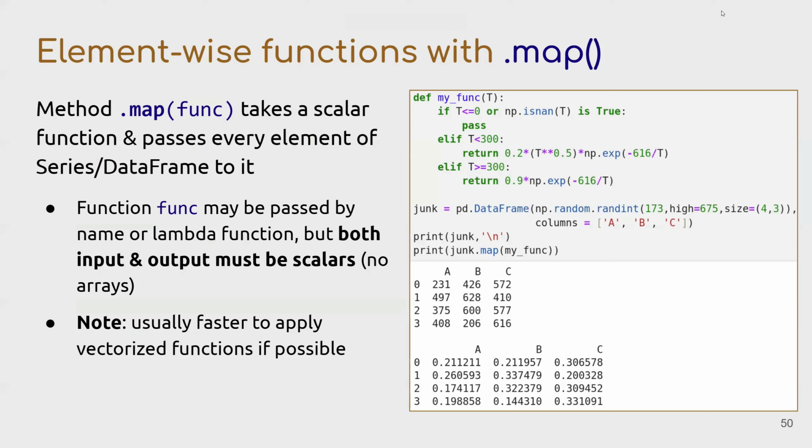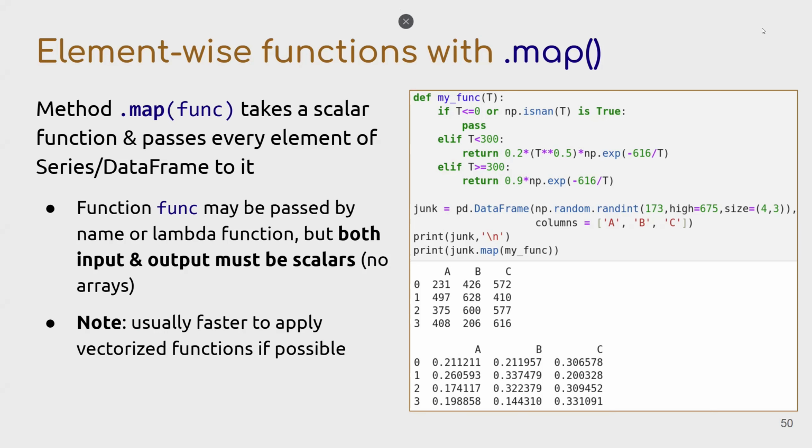Here's an example with the map function. As I said, the function that map can apply is one that has to take a scalar and return a scalar. You can't have it take in vectors or output vectors. For most operations, it's usually just faster to apply vectorized functions, like if you can just raise the whole data frame or a column to a power, for instance. You don't need to use map.